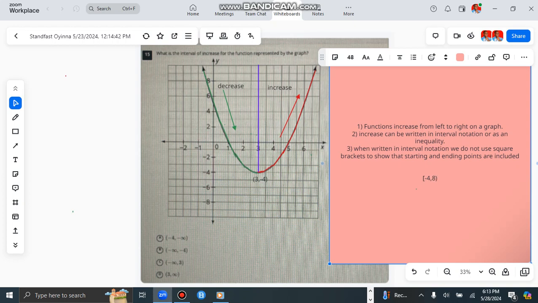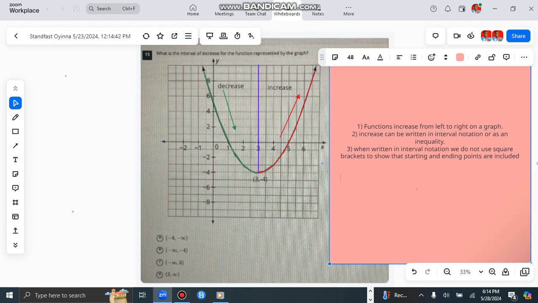This parenthesis just after 8 shows that 8 is not included in the domain, but this square bracket just before minus 4 shows that minus 4 is a part of the domain. So this is what I'm talking about in the third point. For increase and decrease, we don't need this square bracket I wrote here. It's only just parentheses. The points are always included. So let's go back to the question now and get the answer to the question.